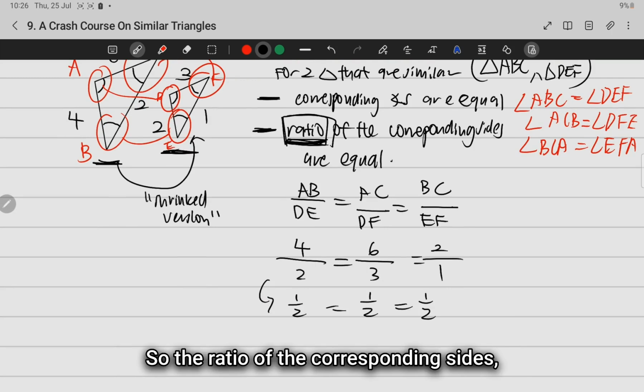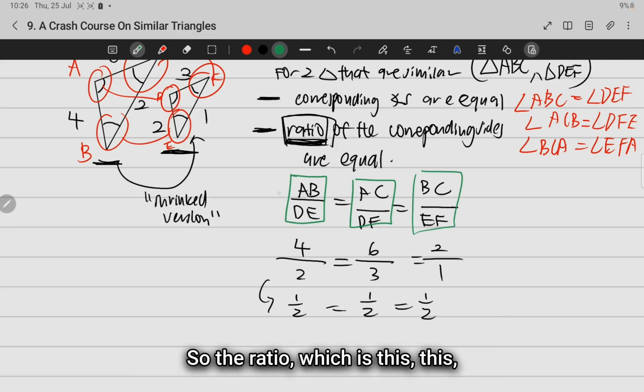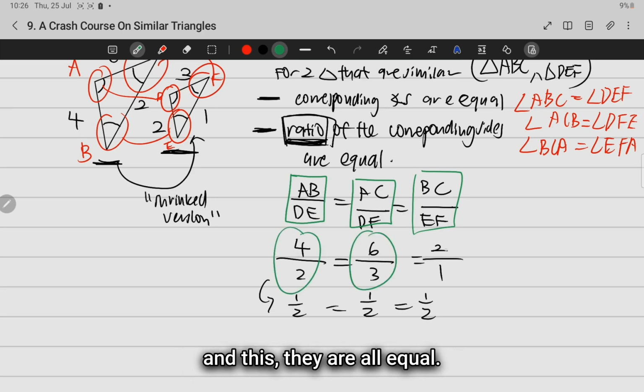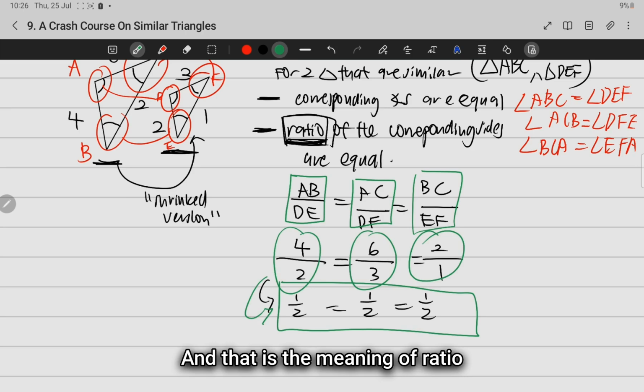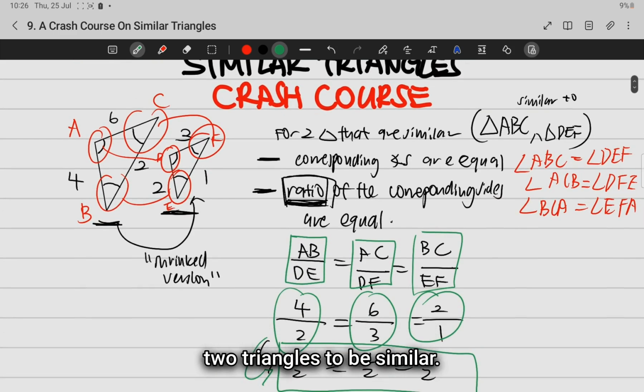So all this is one corresponding side. This is a pair of corresponding sides. This is a pair of corresponding sides. And this is a pair of corresponding sides. So the ratios, which are this, and this, and this, they are all equal. And that is the meaning of the ratio of corresponding sides being equal. So this is how you quantify two triangles to be similar. That is, their corresponding angles are equal and the ratio of the corresponding sides are equal.